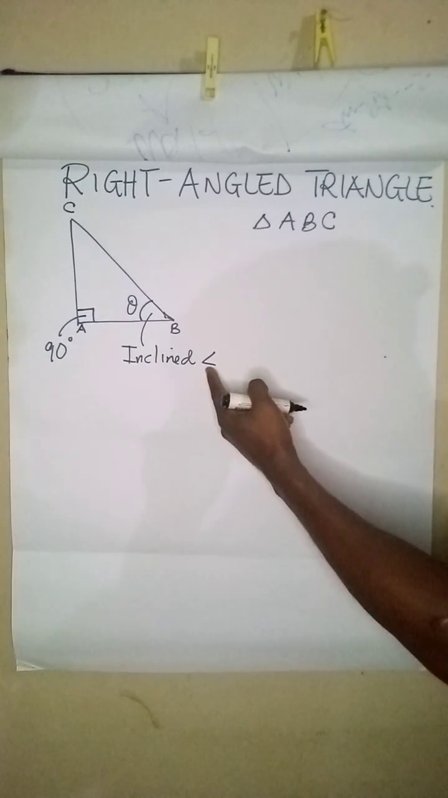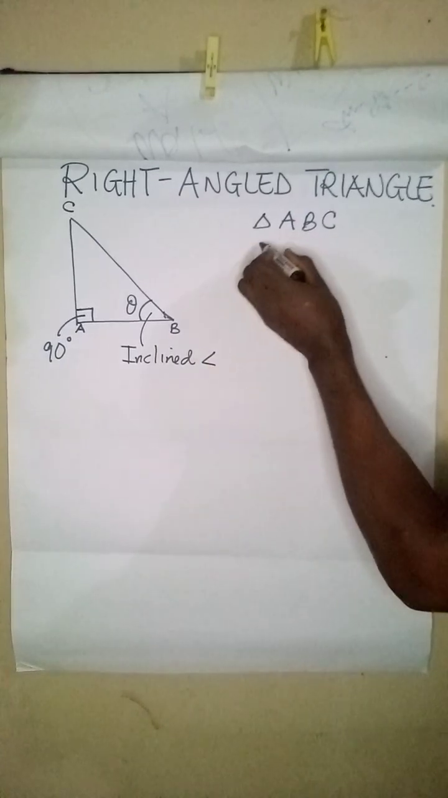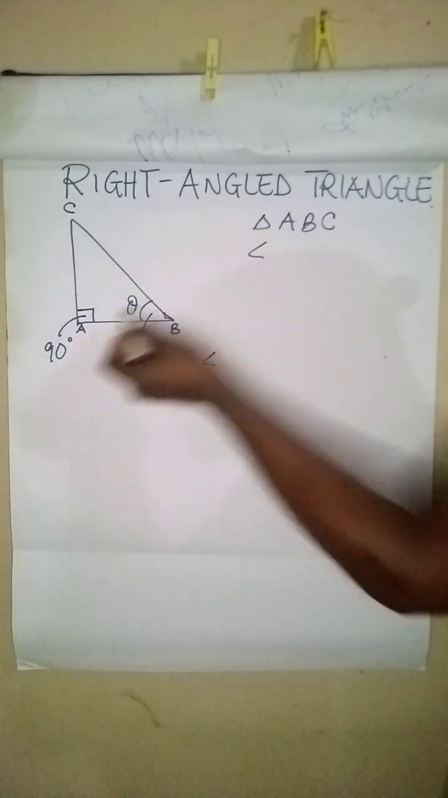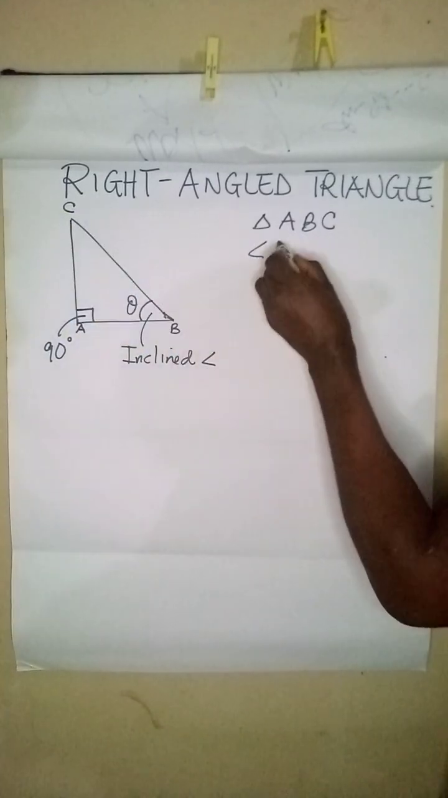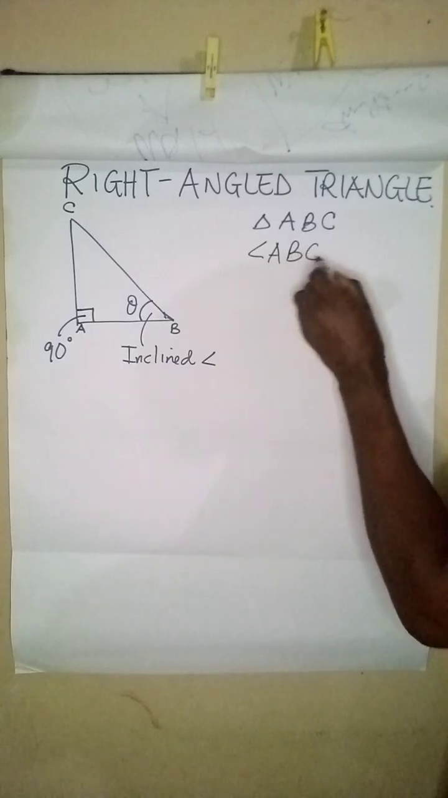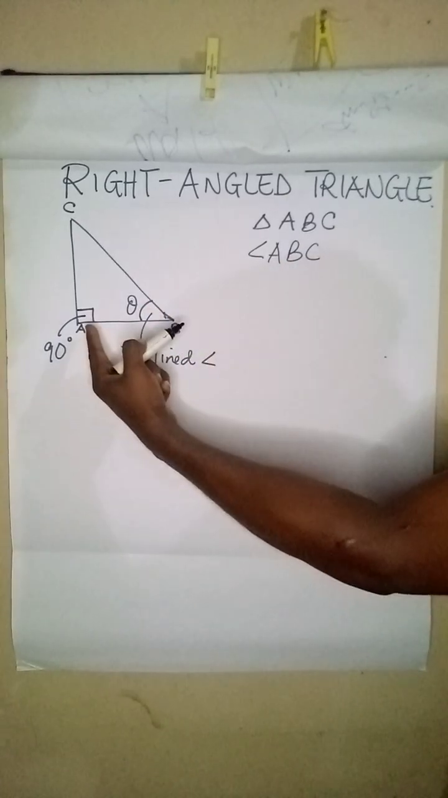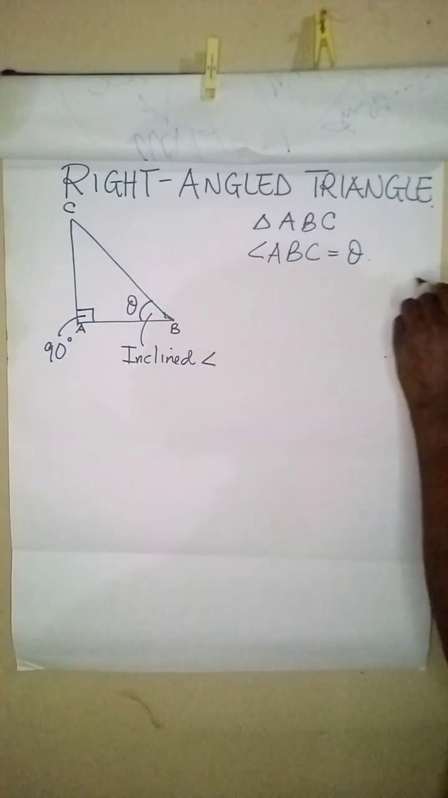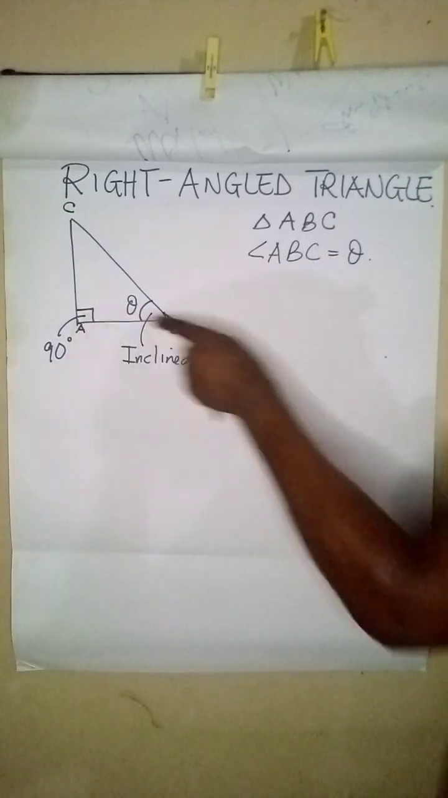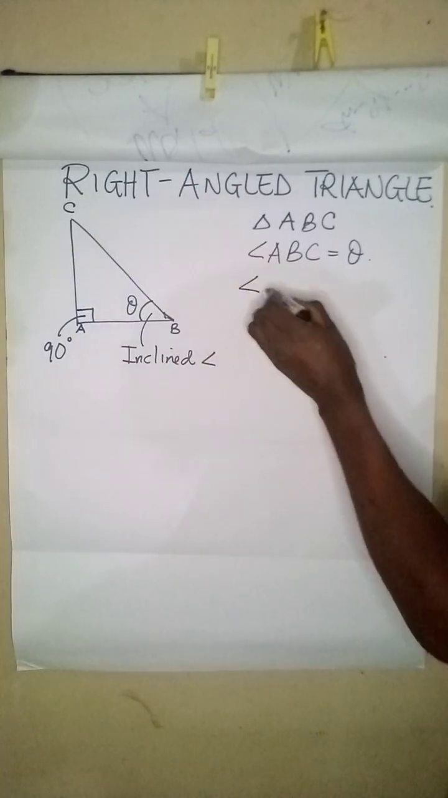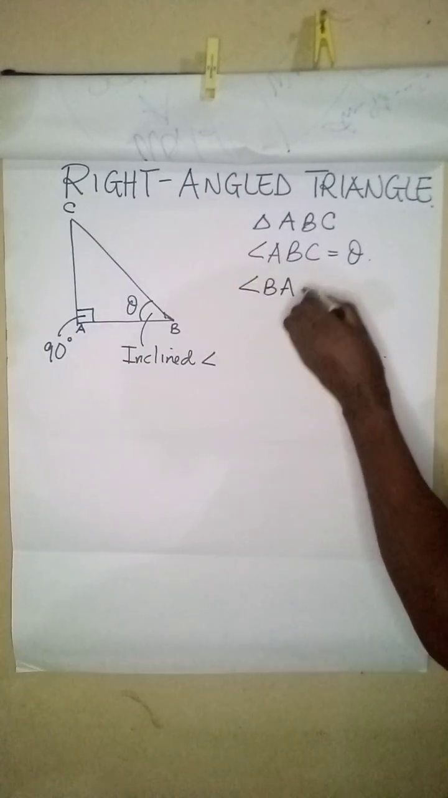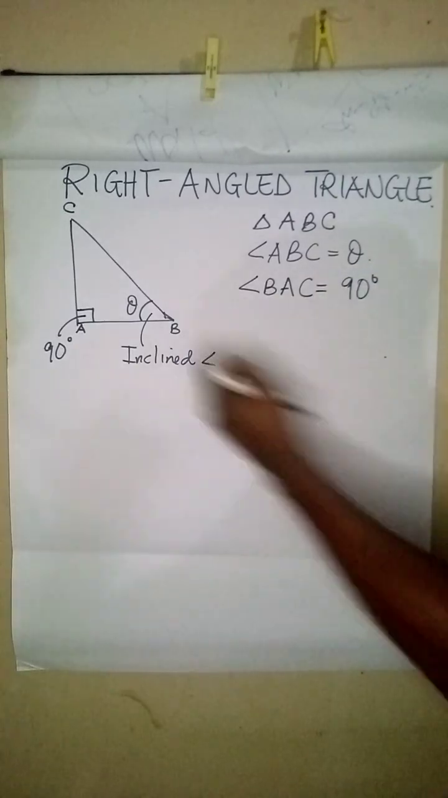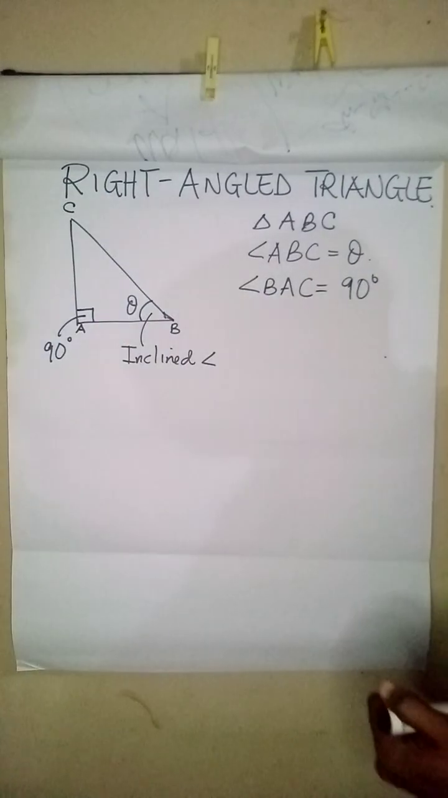So I'll use this representation as angle. So this is also angle ABC. So we write ABC. So if I'm talking about this angle, I'm referring to this angle theta, I'll call it angle ABC. And that is theta, which is the inclined angle. So I can also refer to this as BAC. So angle BAC is equal to 90 degrees.